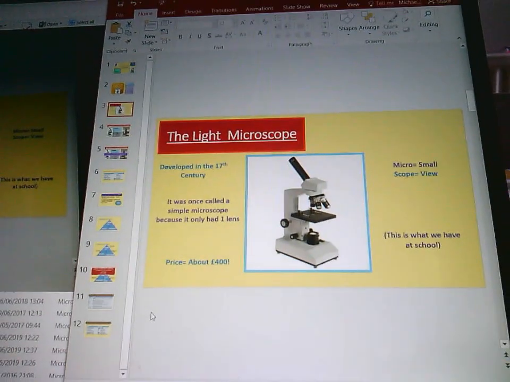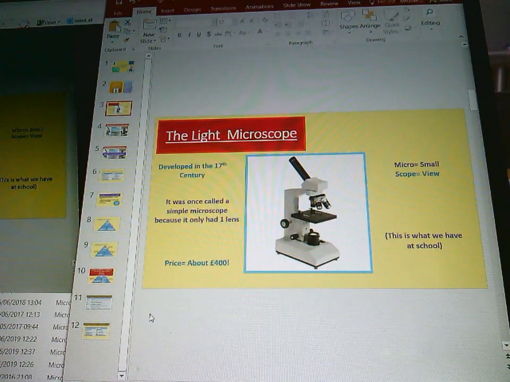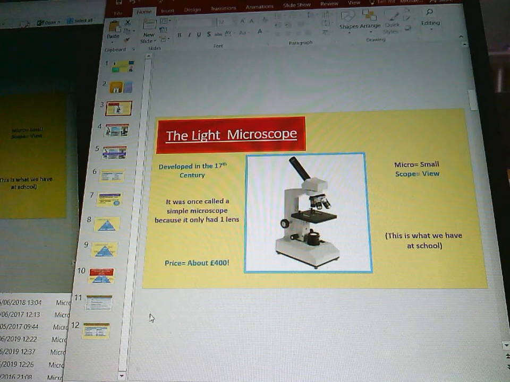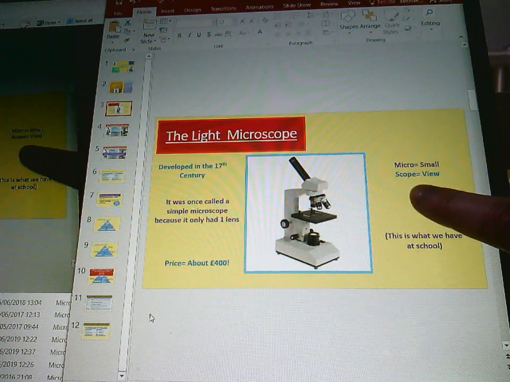Going on and talking about two different microscopes. So you need to know about two different microscopes and where they come from. So remember, the microscope, the word micro means small, scope means view. You could add that to your glossary.